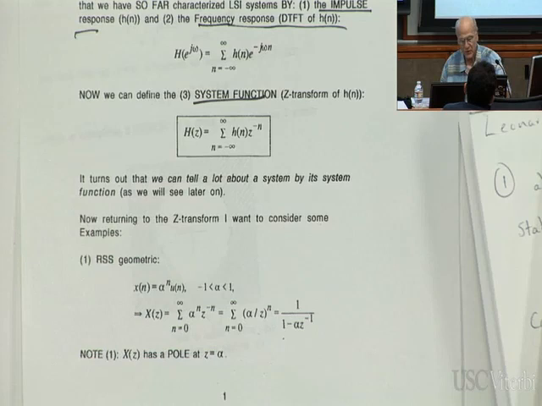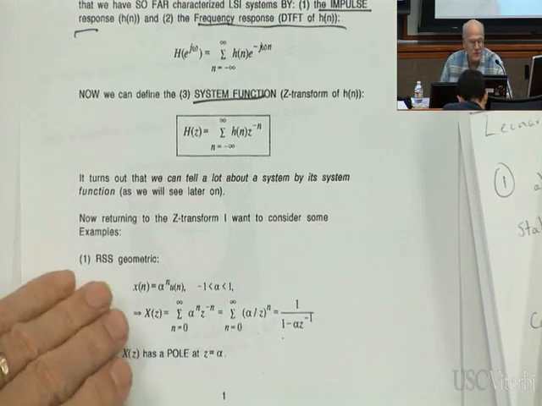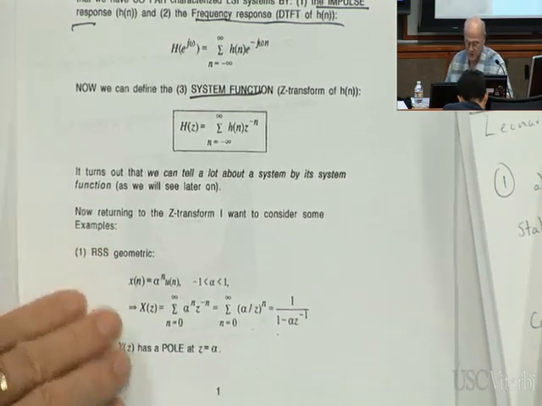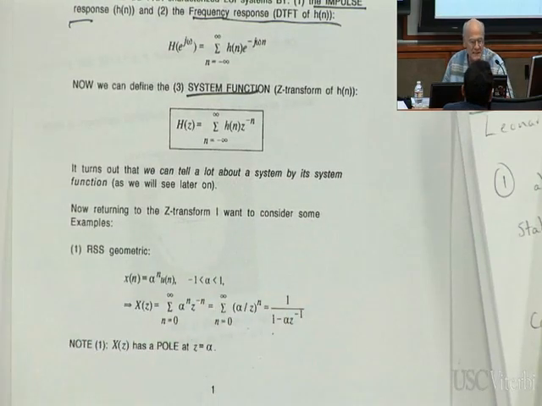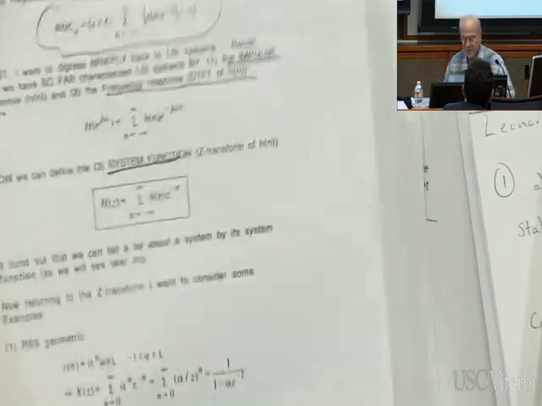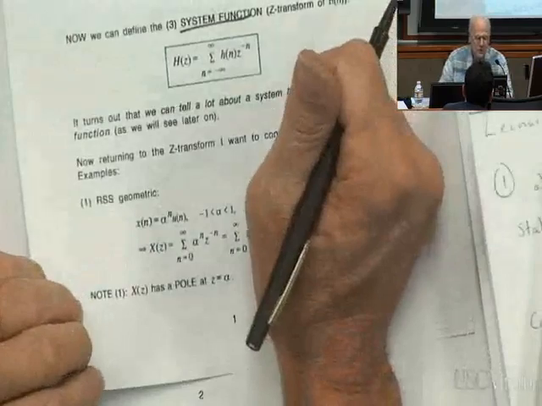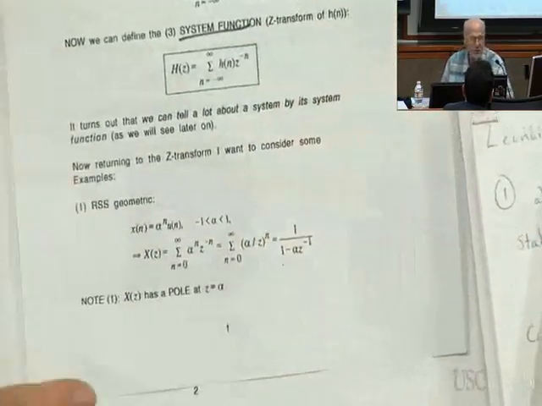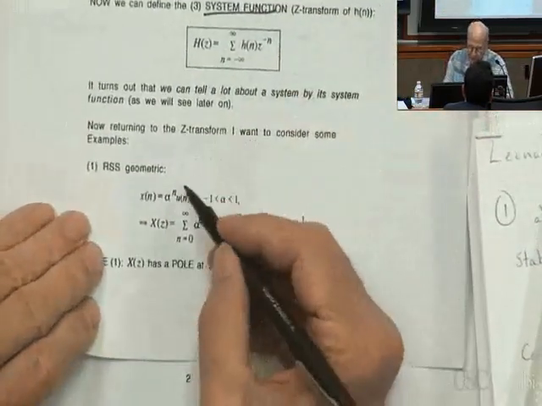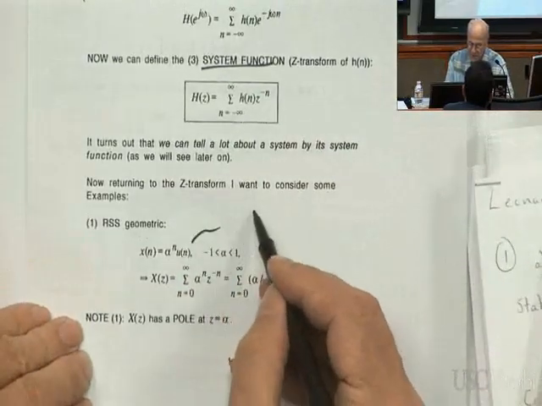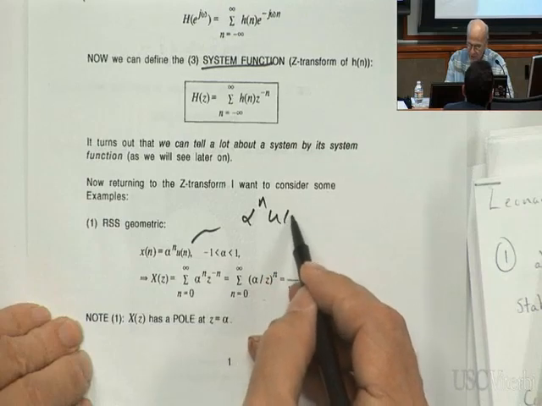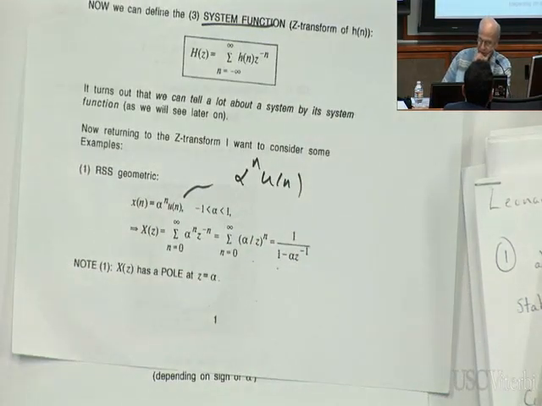As I said, the best way to learn this is through some simple examples, and you can get a better idea of what's going on. In these two examples, we will deal with geometric sequences. I just want to show you why the region of convergence is important. So the first example is a right-sided geometric sequence. It's our old friend alpha to the n times u of n.